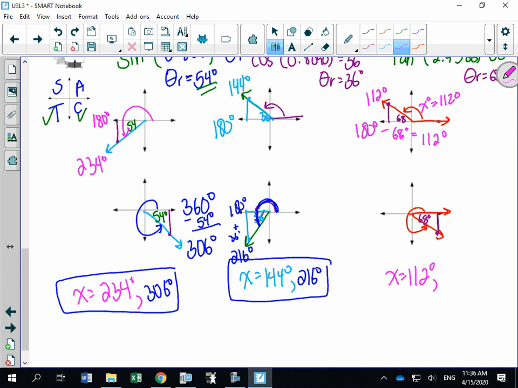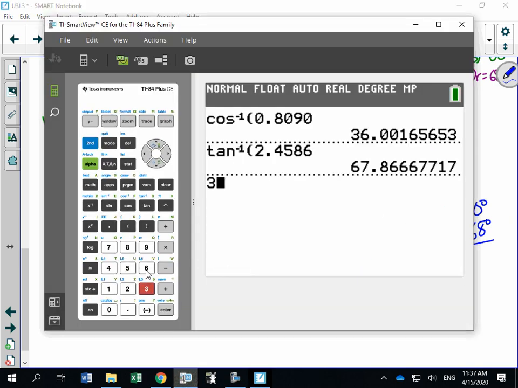My second solution, one complete rotation is 360 degrees. I'm going to subtract that reference angle of 68 degrees. 360 degrees minus 68 degrees. Just trying to think, sorry, did I make a mistake somewhere? There's a mistake in the book. So let's check. 360 minus 68. 292 degrees.